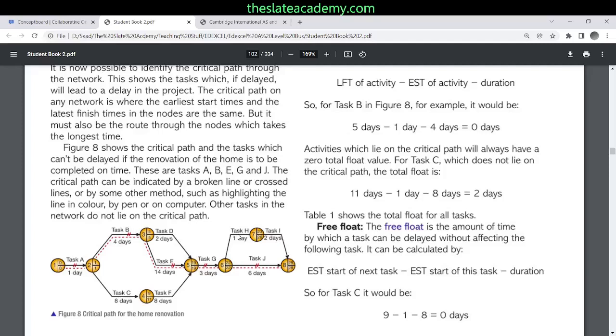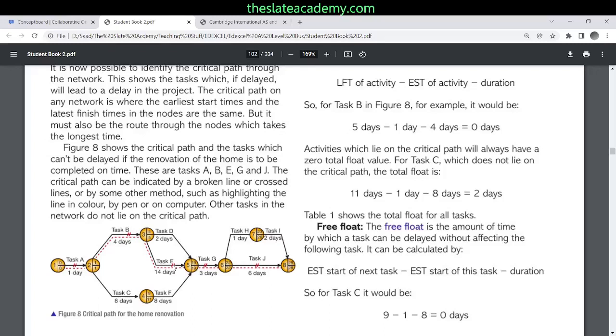And the activities which cannot be delayed at all are the ones for which we have taken the earliest start time. For example, over here when we calculated the earliest start time, we used task E. We didn't use task D, we didn't use task F, so they are non-critical activities. Task E is a critical activity. The earliest start time can only be calculated using the critical paths or critical activities.